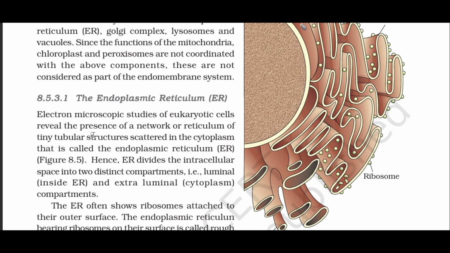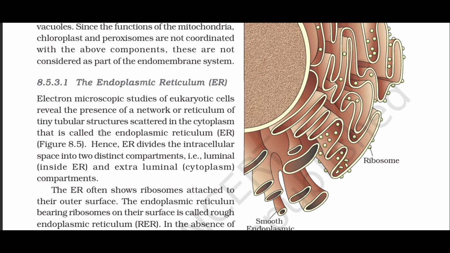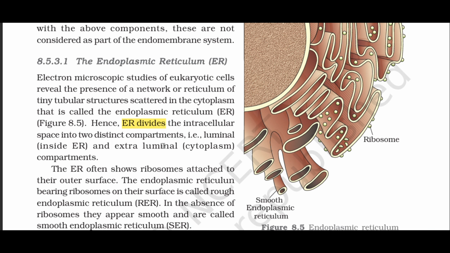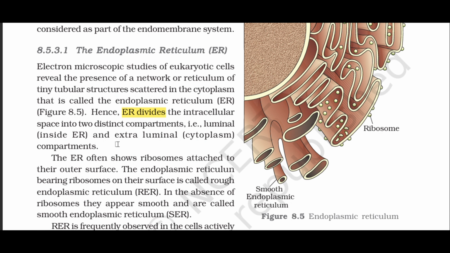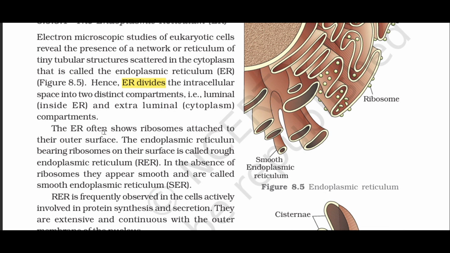8.5.3.1 The endoplasmic reticulum, ER. Electron microscopic studies of eukaryotic cells reveal the presence of a network or reticulum of tiny tubular structures scattered in the cytoplasm. That is called the endoplasmic reticulum, ER. Figure 8.5. Hence, ER divides the intracellular space into two distinct compartments, i.e., luminal inside ER and extraluminal cytoplasm compartments.